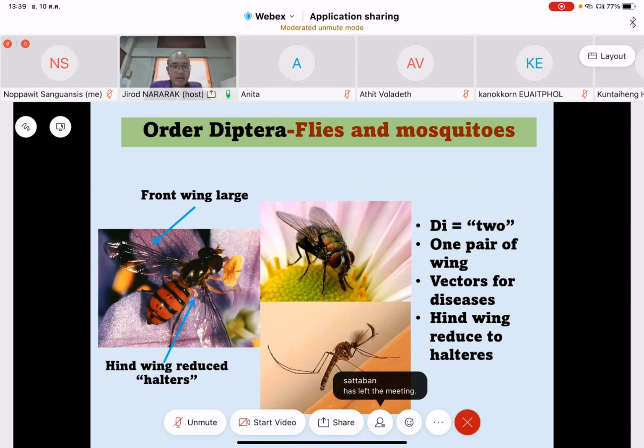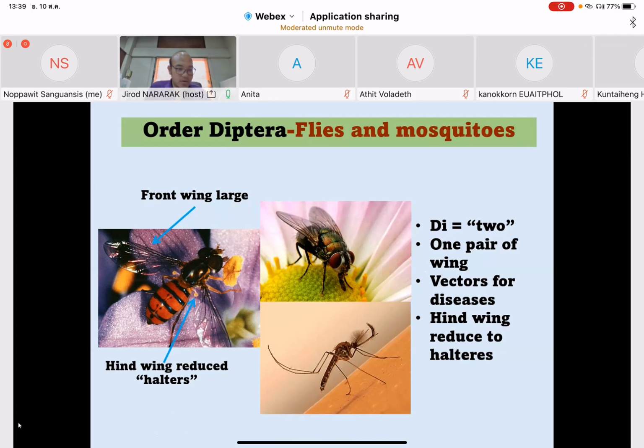So the next one, an important one, is the order Diptera, for example fly and mosquito. How come they are called Diptera? It came from di, which means two. I think everyone knows di means two. Because they have only two wings, or one pair of wings. Normally insects have four wings. How come they have only two wings?